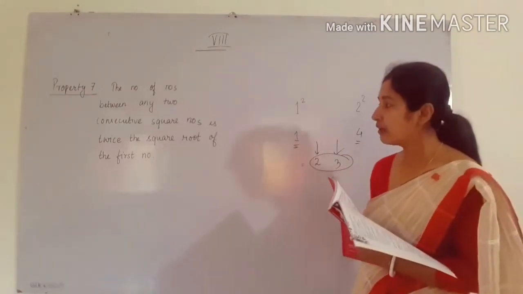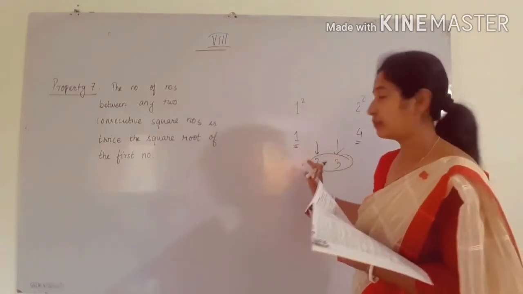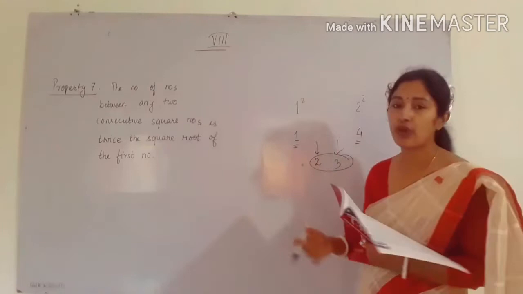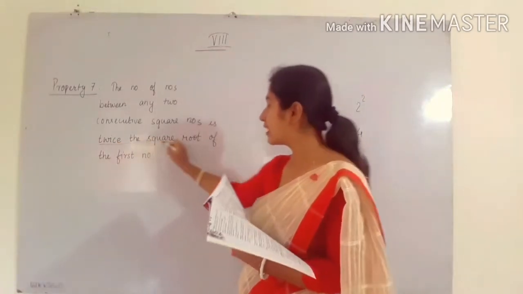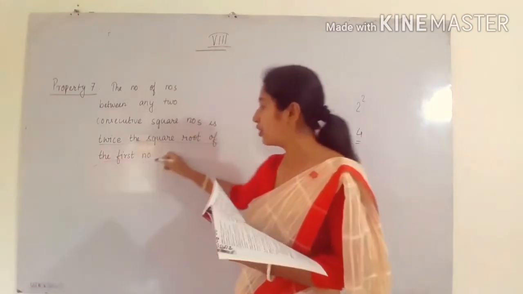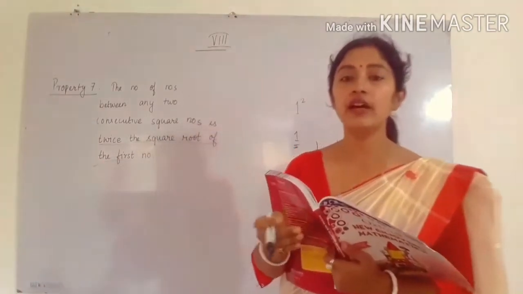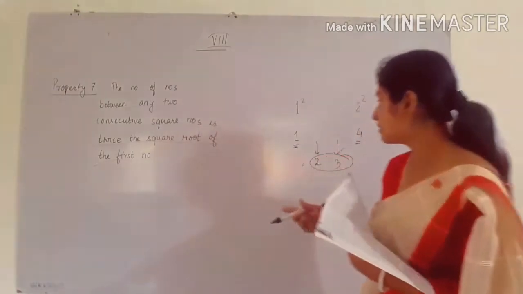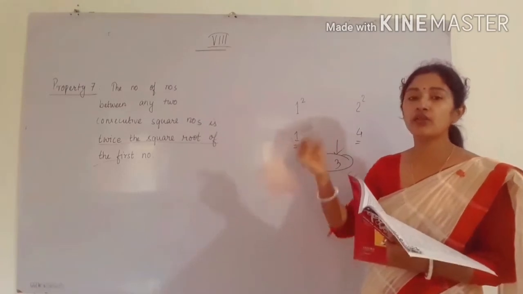So how will you find the total numbers between any two consecutive square numbers? What is the formula given? The formula is twice the square root of the first number. Twice means 2 times the square root of the first number. So here what is the first number? 1. Okay. So what is the square root of 1?